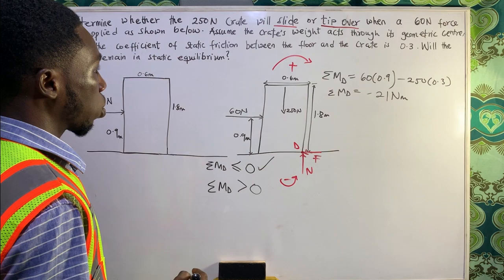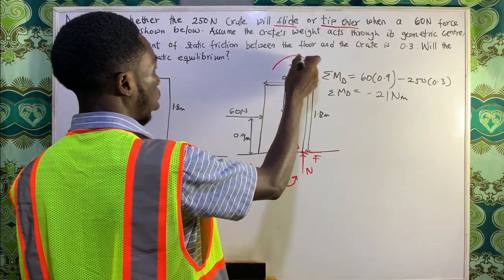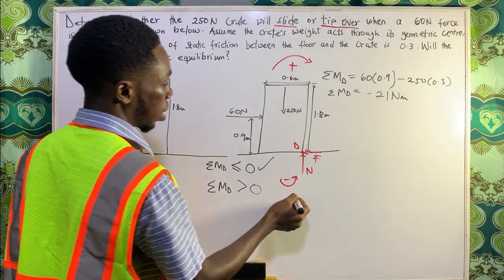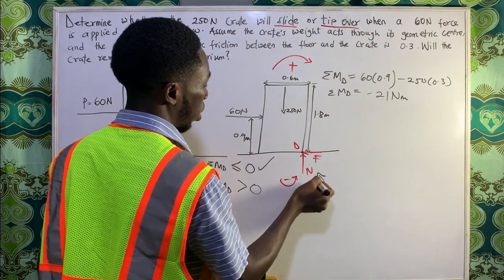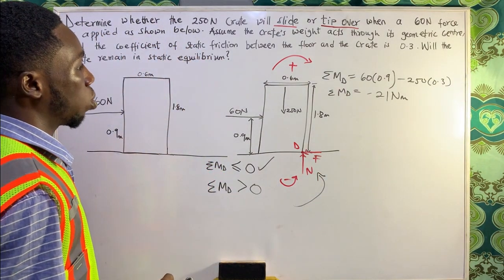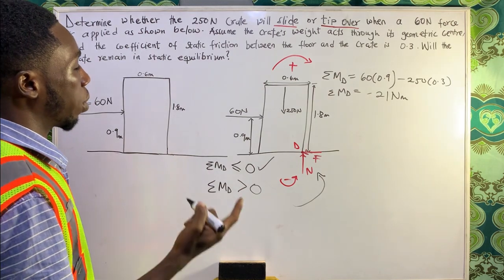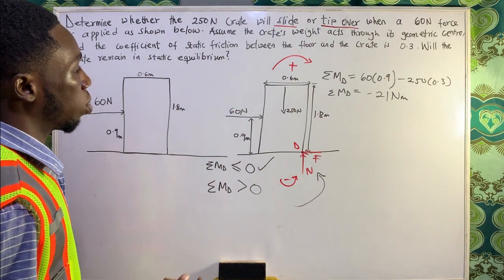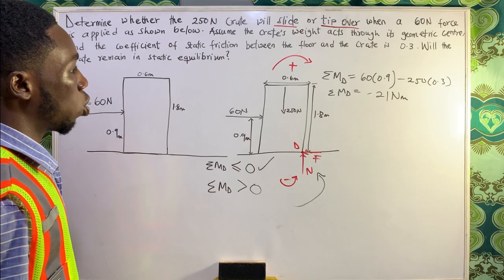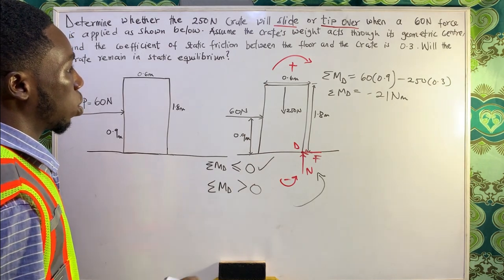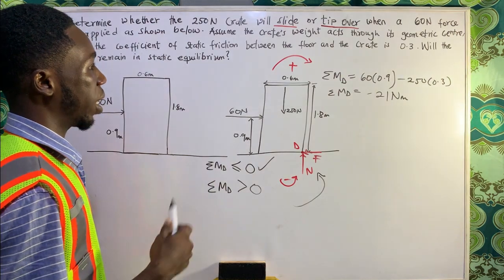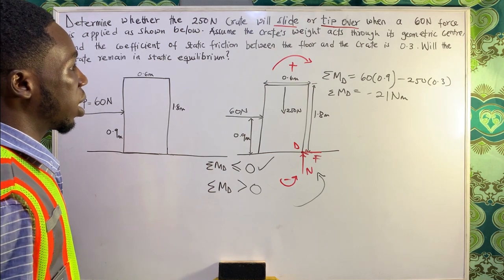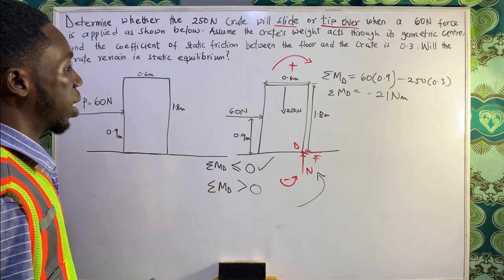Why is it so? Look at something here. You're expecting tipping to occur in this direction. But here the resultant moment is negative, which means that it is not in this direction. That means tipping is not going to occur, because the resultant moment that we calculated is going in the direction opposite to the direction in which we expect tipping to occur. So in this case, tipping will not occur and the crate will be in static equilibrium.